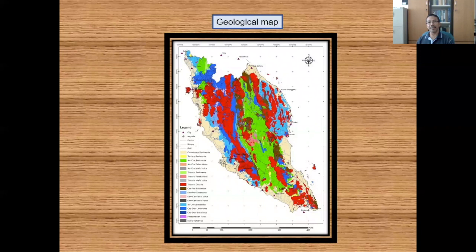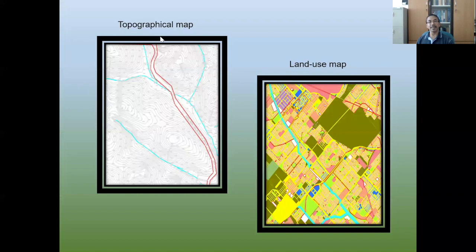This is an example of a geological map of Peninsular Malaysia. By looking at the colors here, they represent different types of rocks or different types of sediment. This is an example of a topographical map, where we can see all the contour lines representing similar elevation with respect to the mean sea level. The blue or yellow lines here represent rivers.